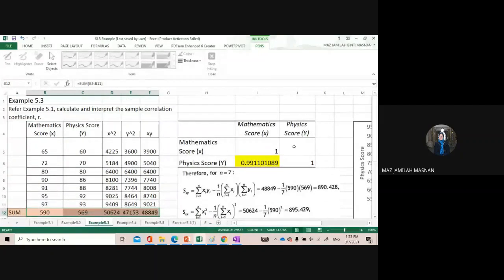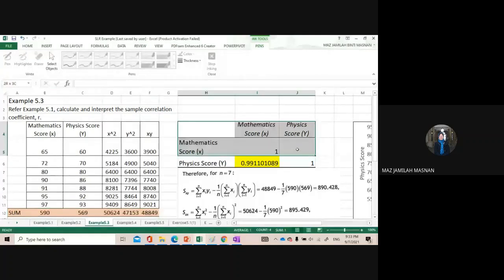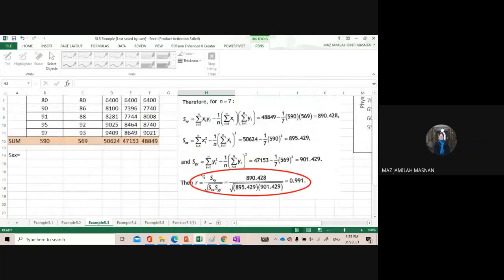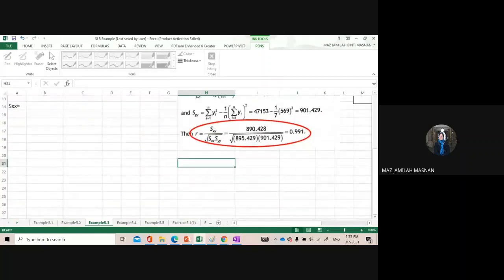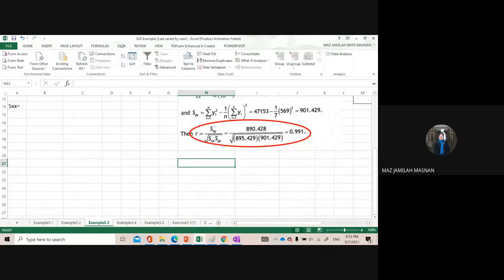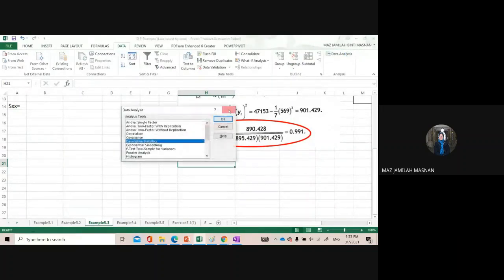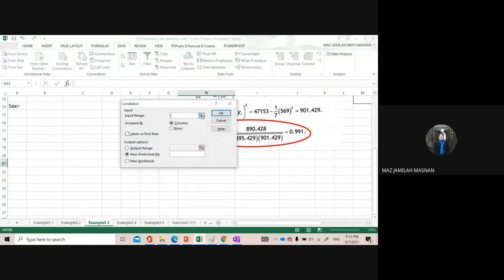Now, what if I'm using Excel, and how does my Excel result look? This is your result if you are using Excel. And how do I get this? Class, look carefully. Let's say I do it again here. Go to your Data, go to Data Analysis, find Correlation. In your Data Analysis, take Correlation.